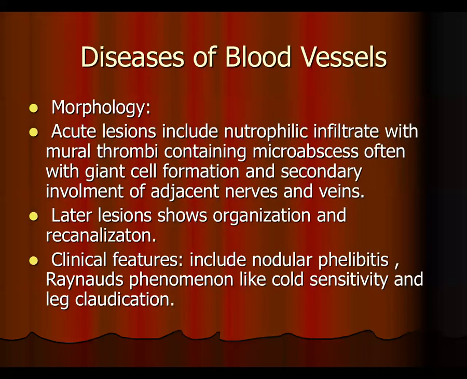Now, the morphological changes in acute lesions include an acute inflammatory infiltrate along with mural thrombosis, and they can also contain microabscesses, followed by some giant cell formation in these cases. Some of the clinical features include Raynaud phenomena, like cold sensation and leg claudication, and these patients can be helped by stopping smoking. So these are some clinical features.